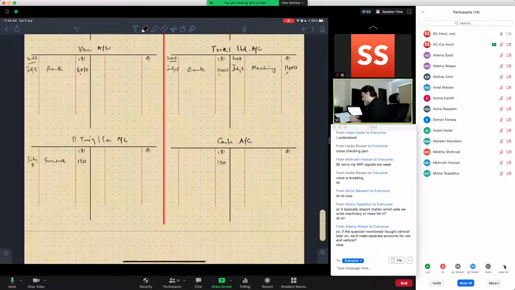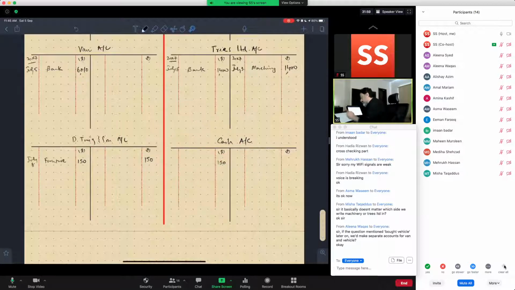And we need to credit D. Twigs and Sons. So this is your D. Twigs and Sons account, and this is the credit side of D. Twigs and Sons. So that is why I'm going to put 150 on the credit side, the right hand side, right? And that's how this transaction is recorded. Debit the cash account and credit the D. Twigs account. This account is being credited, this account is being debited.